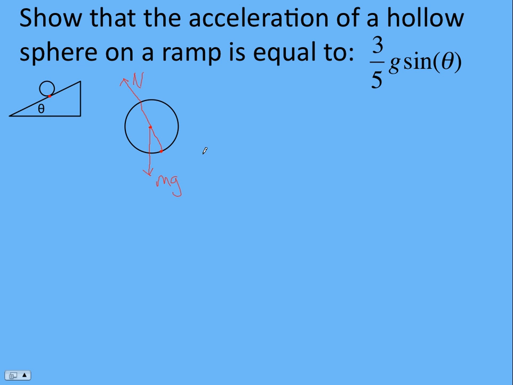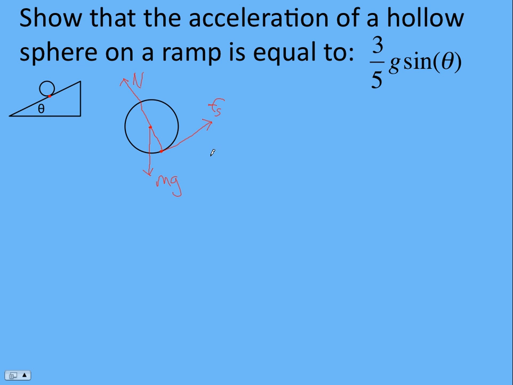And then without friction, this thing would just slide down the ramp, so we know there's got to be friction. And it's static friction since it's rolling without slipping. And static friction is up the ramp and parallel to it, opposing the motion. And so static friction is that.